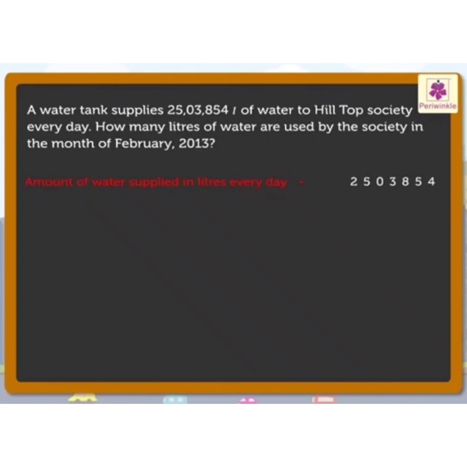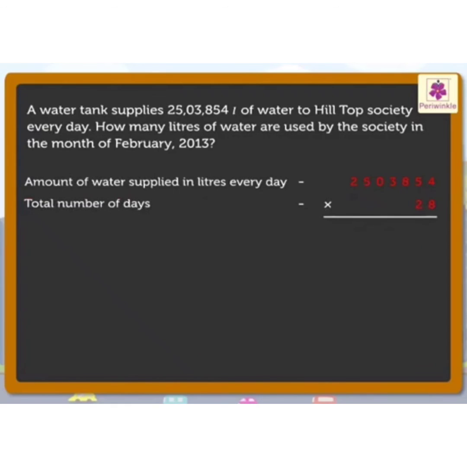25 lakh 3,854. Now 28 are the number of days in the month of February 2013. So, we write the statement as total number of days as 28. Let us multiply these numbers together to get the product which will be our answer.